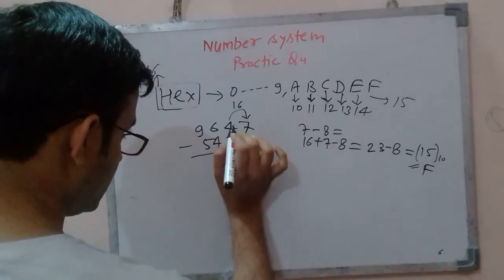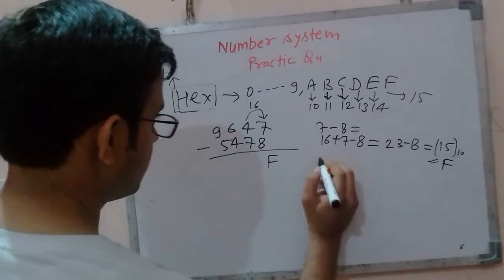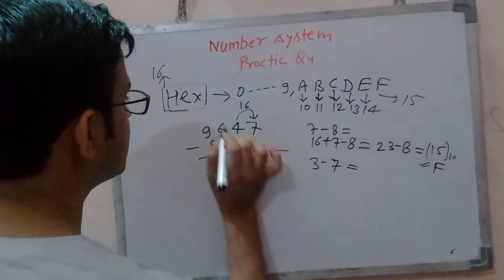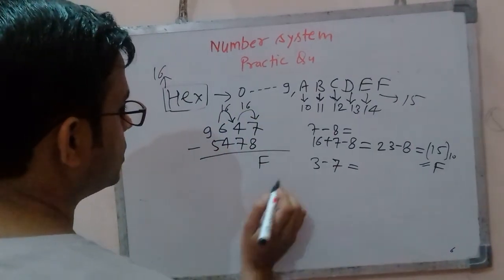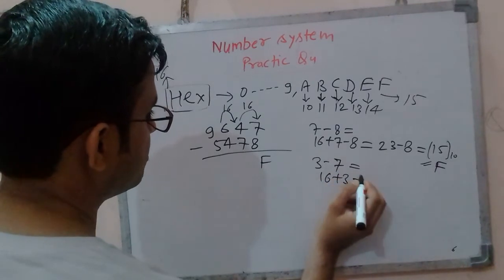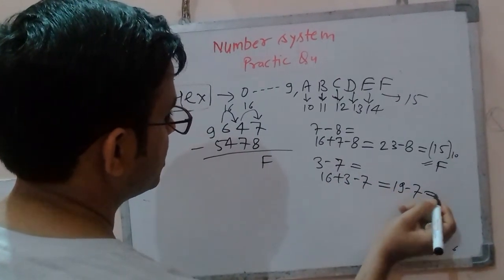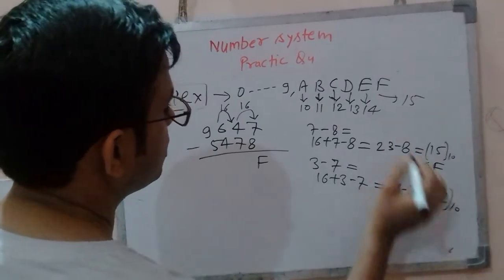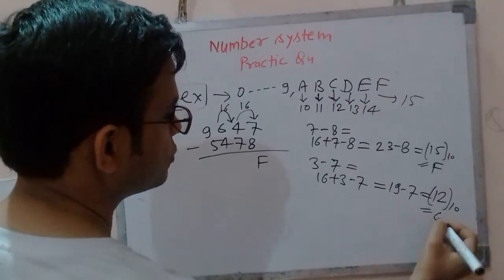F. Now when you take one borrow, 4 becomes 3 now. 3 minus 7, now subtract 3 minus 7. Can you subtract 7 from 3? The answer is no. That means again you will have to take a borrow. How much borrow? 16 borrow. So 16 plus 3 minus 7. 16 plus 3, 19 minus 7, 12 in decimal. 12 in decimal is equivalent to C in hexadecimal, right? So this is C here, right?